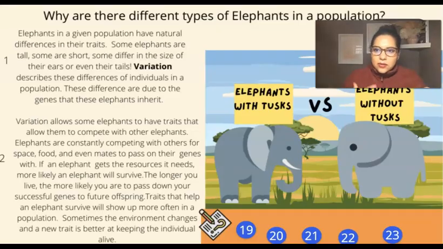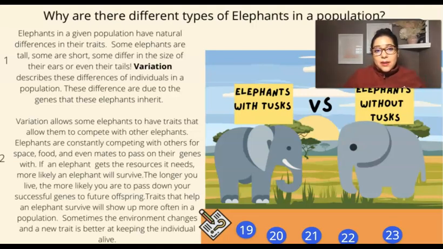Now, sadly, human behavior, particularly hunting for their ivory in the case of elephants, has had a negative impact on the biodiversity of Gorongosa. But it's also a great example of why variation is so important to the survival of a species. So let's go ahead and read a little bit about variation and recap what we've learned so far in light of variation. Why are there different types of elephants in a population?